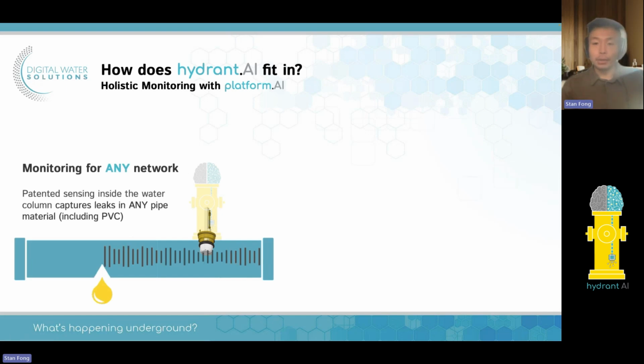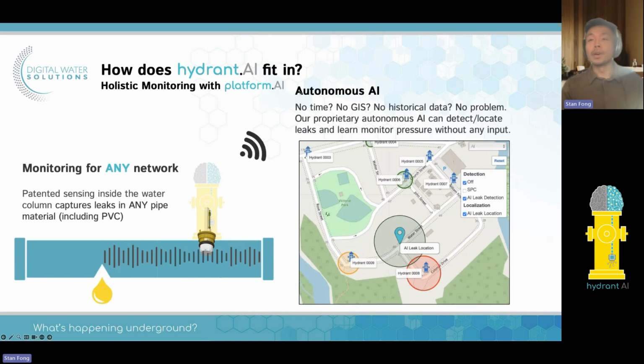We take a regular hydrant, we can turn it into a smart hydrant, and we've designed it to be as flexible as possible, meaning that with our sensing technology, we can deploy in any material. So it doesn't matter if you're mixed material, it's designed for that. It could be PVC, it could be iron, no problem, right? The autonomous AI is really the driver behind the platform AI piece.